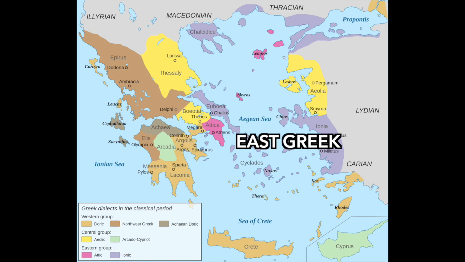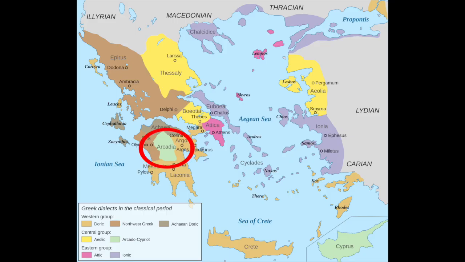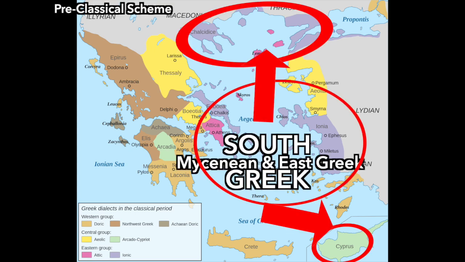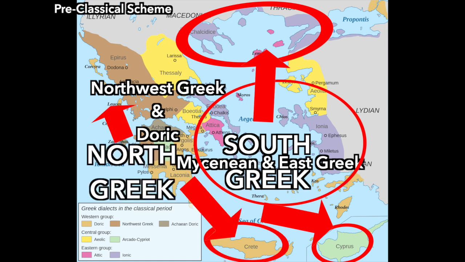Arcado-Cypriot is understood to be the descendant of Mycenaean. Yes, the Mycenaeans being that dominant force in the Greek world of the Bronze Age, before the Dark Age. Before the dark times. Which explains why Arcadian and Cypriot are so far apart, yet related. Now, to simplify all this, Mycenaean and the other East Greek dialects are grouped together into South Greek, while Doric and Northwest Greek are called North Greek.